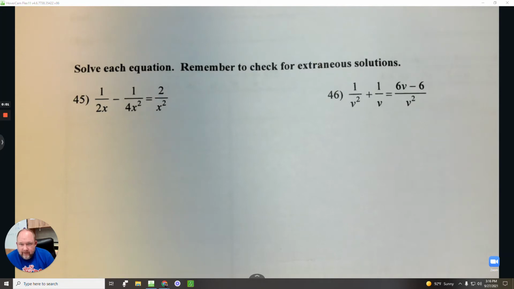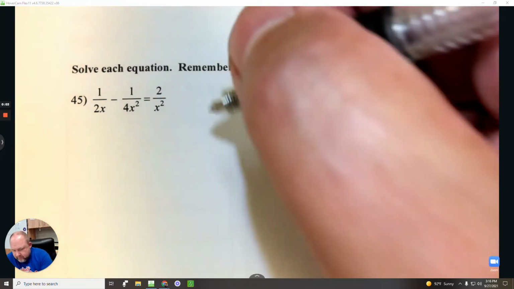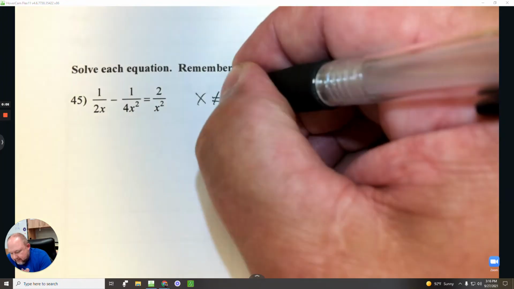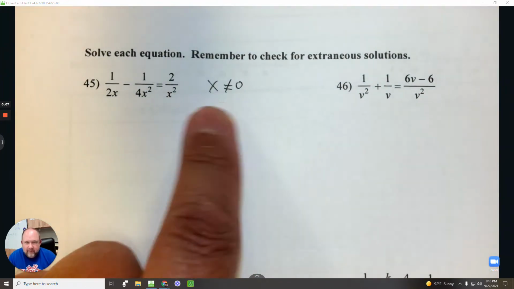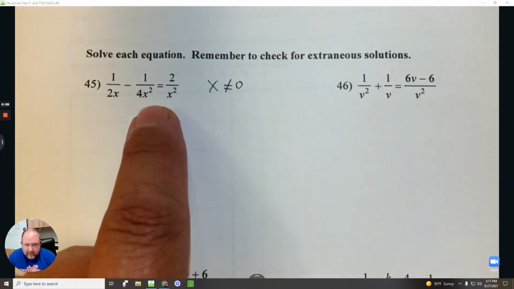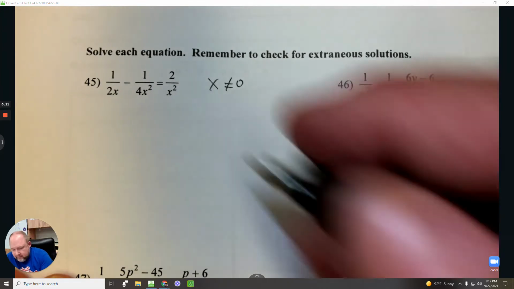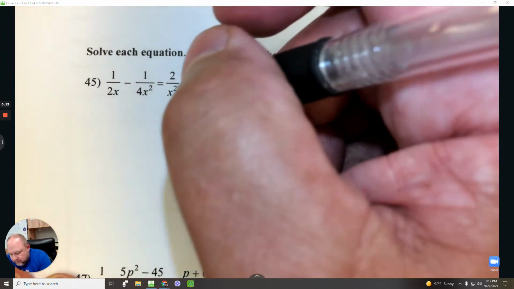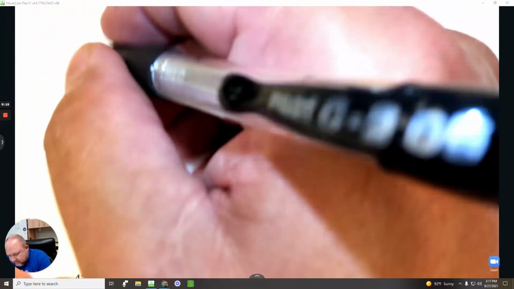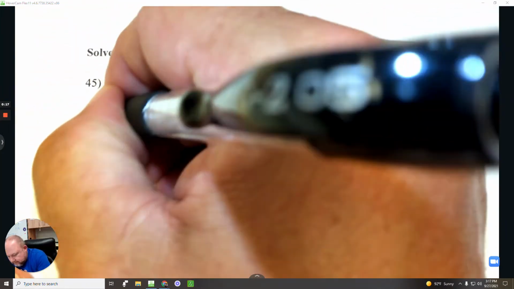All right, solving rational equations. Step 1, what can x not be? So x cannot be 0, because that would make 0 in the denominator. Next, we need common denominators. So we're going to multiply the first one times 2x, top and bottom.